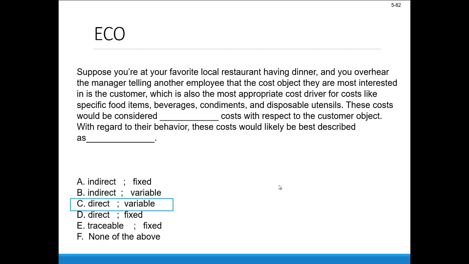Yeah, our best bet there is C. So these costs, the specific food, beverage, condiments, utensils, those would likely be considered direct with respect to the customer object. I should be able to associate individual food items, what people order, in other words, with the specific customer. Same with all these condiments and utensils they're using. And then with regard to their behavior, those costs would likely be best described as variable. Right? The more customers I have, the more chicken sandwiches I need, the more ketchup I need, the more disposable utensils I need, and so on and so on.